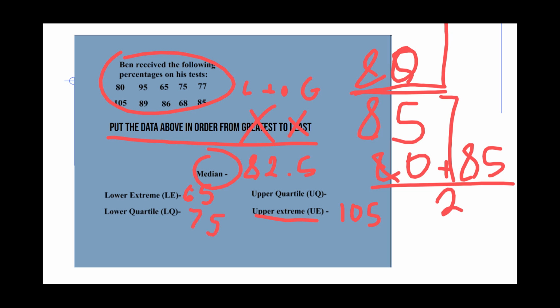Now with my other set of numbers for the upper quartile, I have 85, 86, 89, 95, and 105. I need to pick the middle number in that list, which is 89. All right, so I have all of my data: my lower and upper quartile, my lower and upper extreme, as well as my median. Let's go on to the next slide.